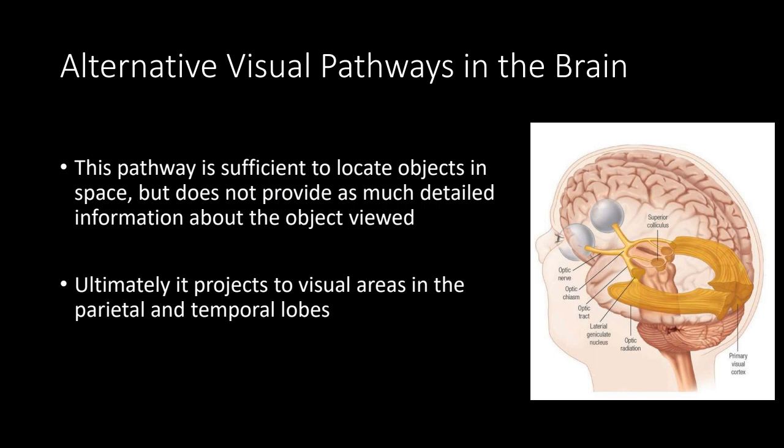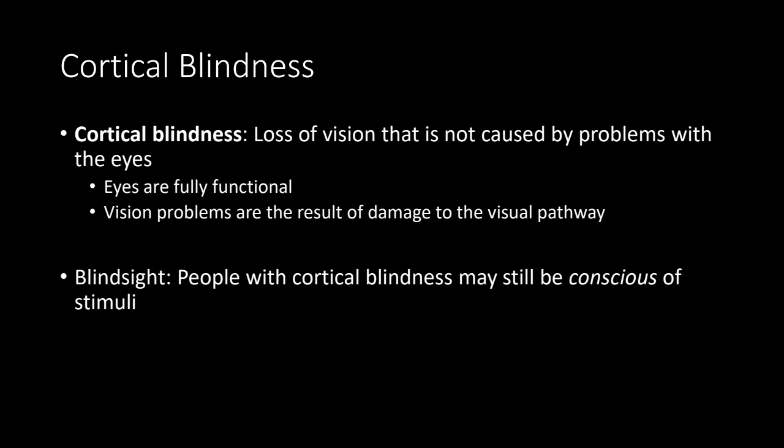So this brings us to an interesting clinical condition known as cortical blindness. Cortical blindness is a condition that can happen as a result of damage to different regions of the visual pathway. This is a loss of vision that is not caused by problems with the eyes. So if a person has cortical blindness, their eyes work fine, but they have damage to different regions of the visual pathway.